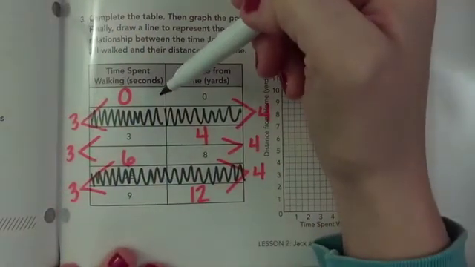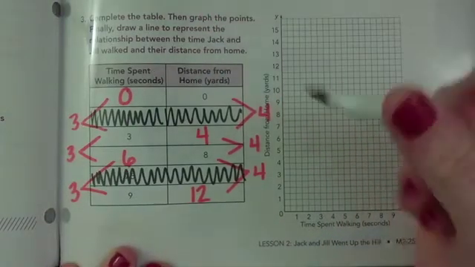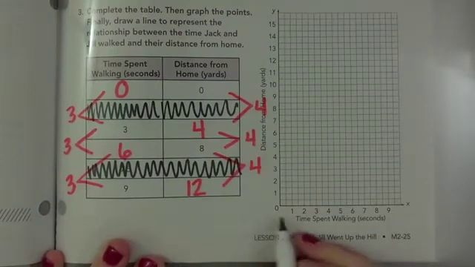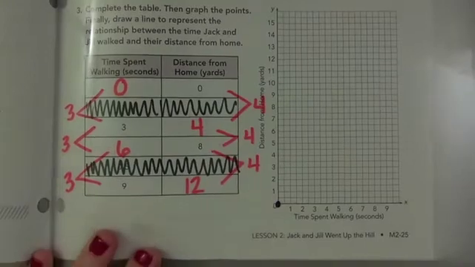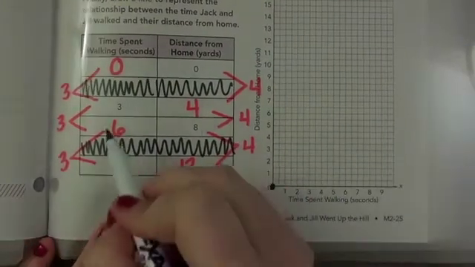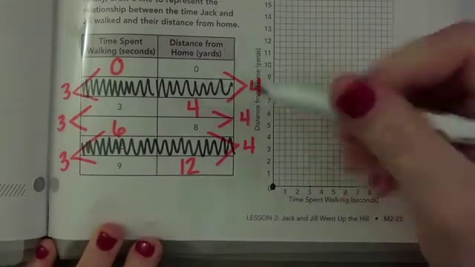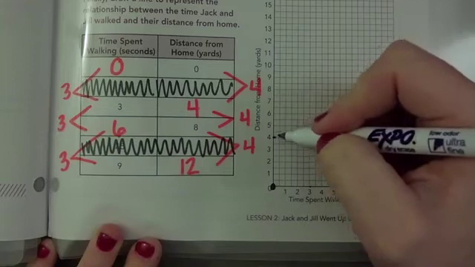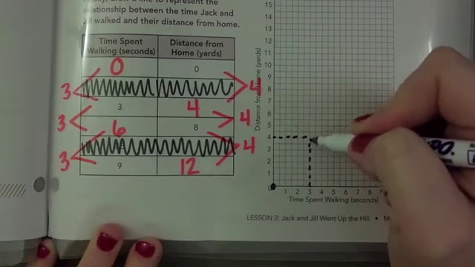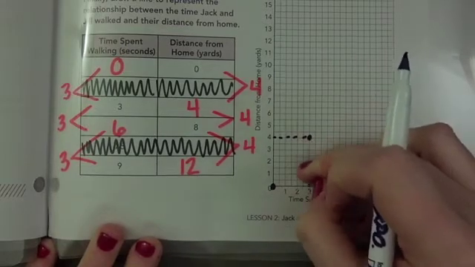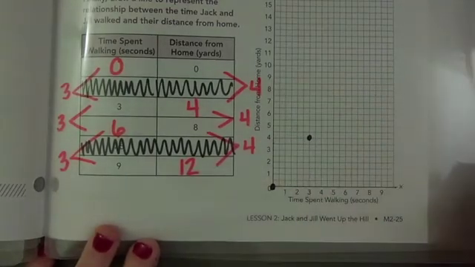So if Jack and Jill went 0 seconds in 0 feet, I'm going to go time spent is 0, distance would be also 0. So I'm going to put a point right there. Then I'm going to go to 3 seconds. So I'm going to go over to 3, and then I'm going to go up to the 4, so distance of 4. So there's that. I'm going to erase those little dashes that I drew just so you don't get confused with all the lines everywhere.